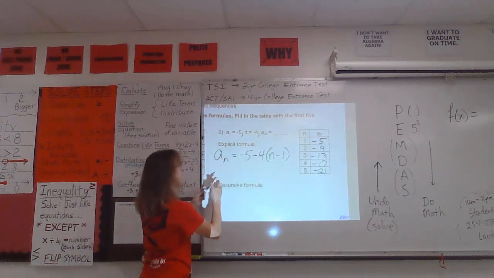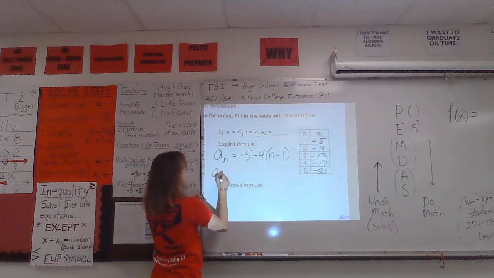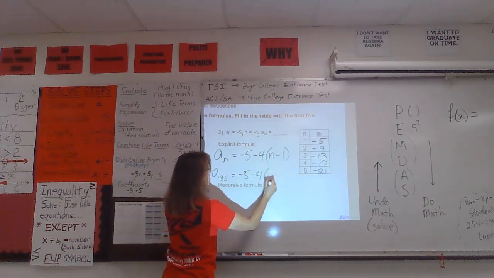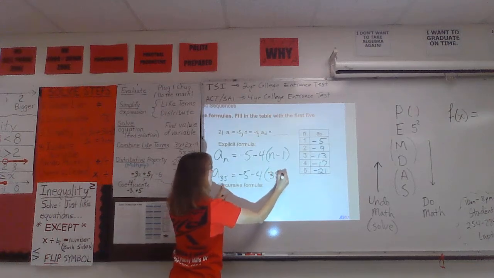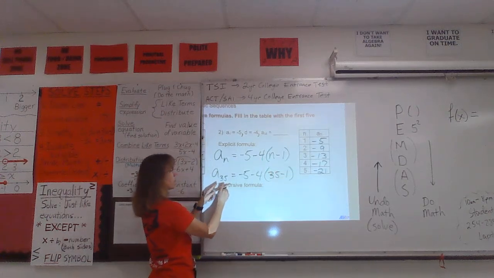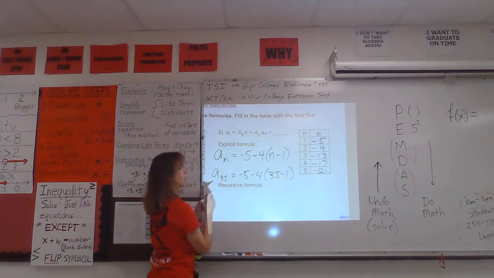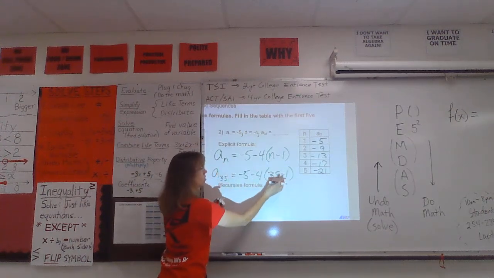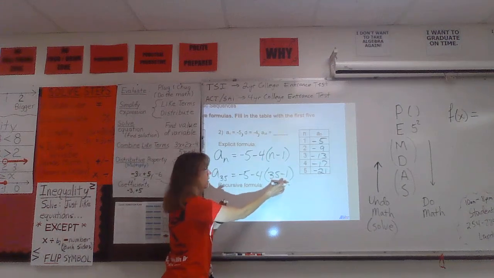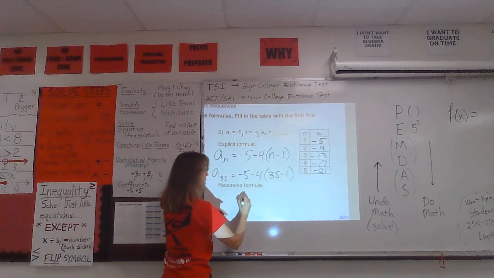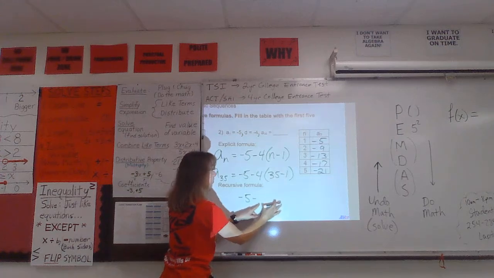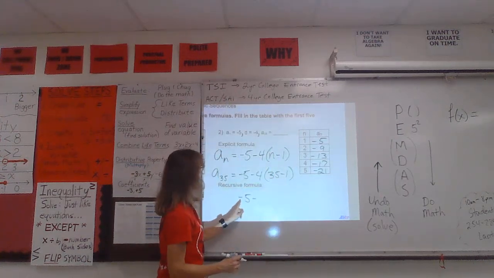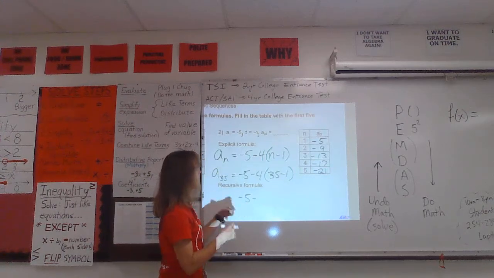So I'm plugging 35 in for the n. So a sub 35 is equal to negative 5 minus 4, parentheses, 35 minus 1. I'm looking for the 35th term, so my n's become 35. I'm just doing the math on the right-hand side only, okay? So you do the 35 minus 1, which is 34, multiply it times the 4, and then you'll have a negative 5 minus some number, whatever that number is. And then you'll just do the order of operations and come up with that number.